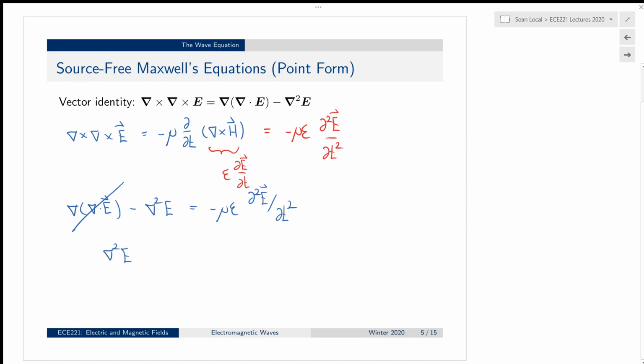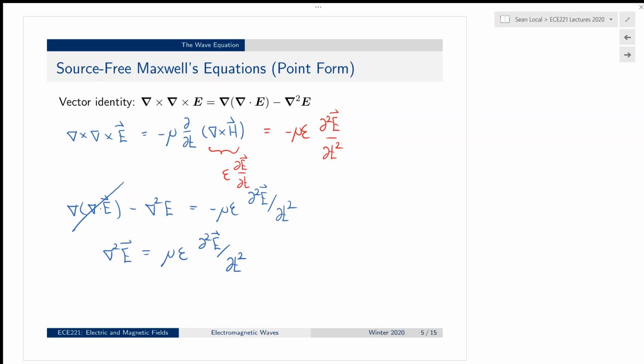We'll get rid of the minus signs that we see appearing on both sides. And we see that the Laplacian of E is related to the second time derivative of E. So now we have the equation that we were looking for, a single equation in terms of a single field quantity E instead of two coupled differential equations that mix E and H together.